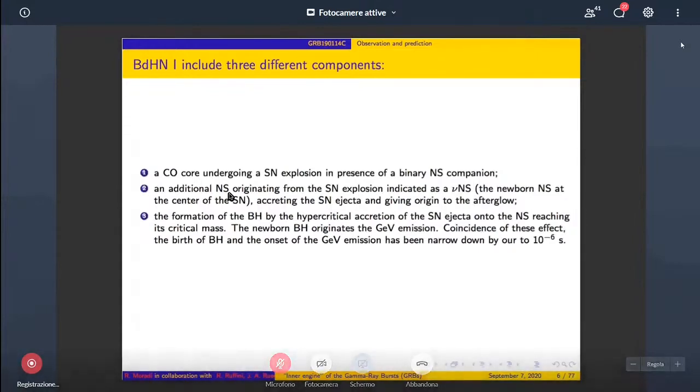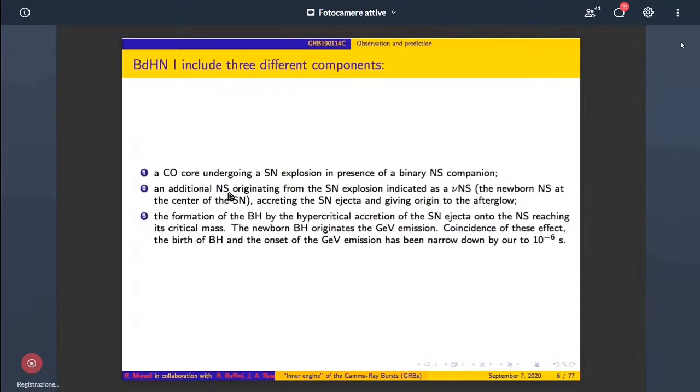The very simple story is that we have a binary companion: a neutron star and a carbon oxygen core. This carbon oxygen core undergoes the supernova explosion. Since the binary neutron star in the BDHN type I is close enough, the hypercritical accretion goes onto the neutron star and a black hole will form. So we expect the formation of a black hole and the presence of the new neutron star after the explosion, which give us the binary of new neutron star and black hole, the different components of this system.